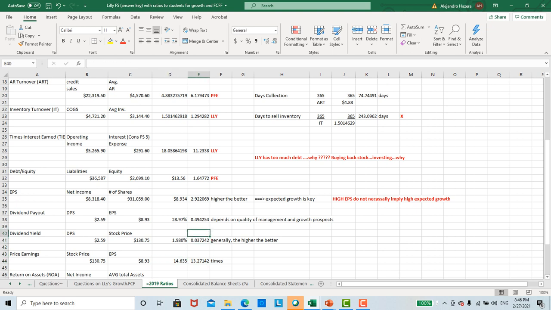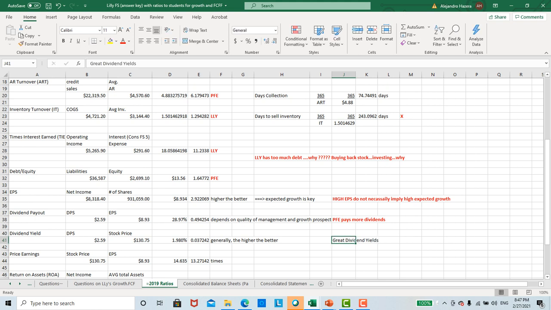Now, where they do differ, I believe, is here, that Pfizer pays more dividends. Pfizer is, in one comment I put, a dividend monster. Look at that dividend yield. Great. This is great dividend yield.